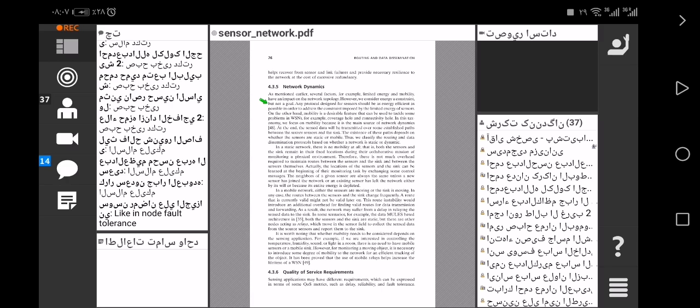The next category is quality of service requirements. What are quality of service requirements or parameters? It depends on the application. As I told you, delay, reliability, and fault tolerance are important quality of service parameters. Depending on the nature of the application, we can design our routing protocol based on these parameters.